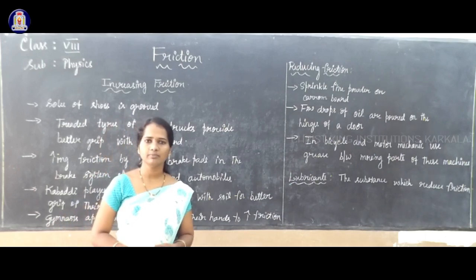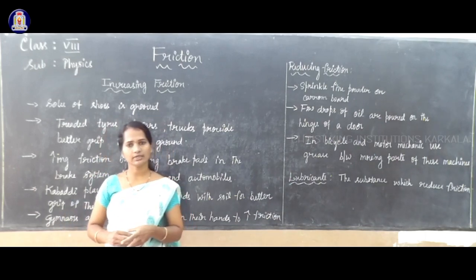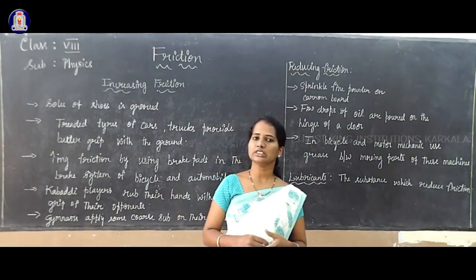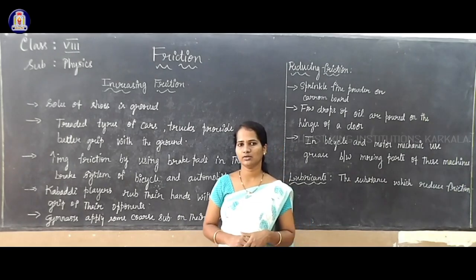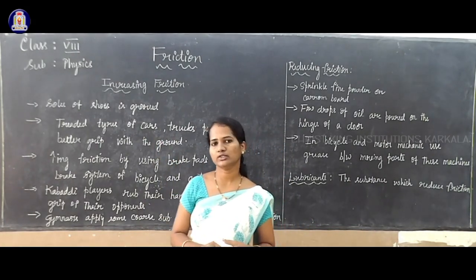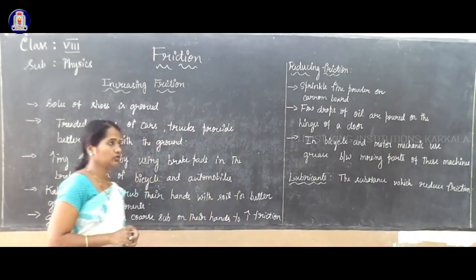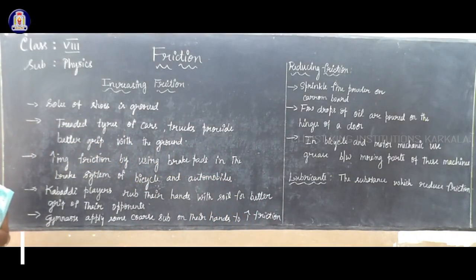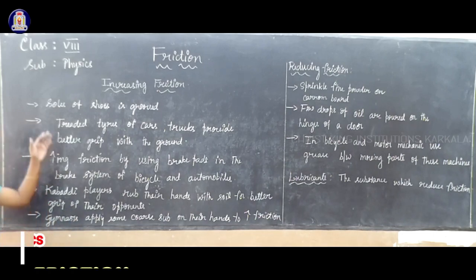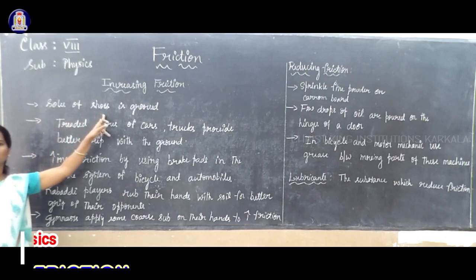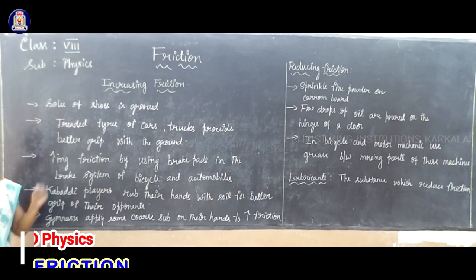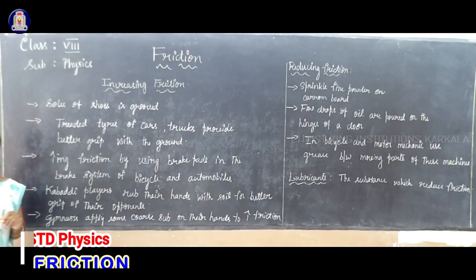Sometimes we have to increase the friction and sometimes we have to reduce the friction. In some situations, friction should be increased. For example, as I said, soles of the shoes wear out because of the friction. Mainly to get a better grip between the sole and the ground, the soles of the shoes are grooved.